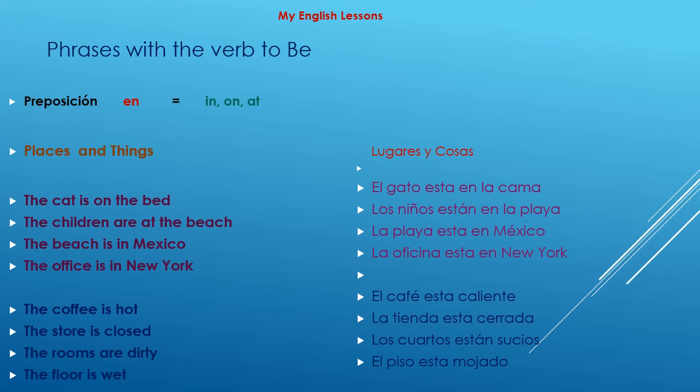Phrases with the verb to be, prepositions: in, on, at. Places and things. The cat is on the bed. The children are at the beach. The beach is in Mexico. The office is in New York. The coffee is hot. The store is closed. The rooms are dirty. The floor is wet.